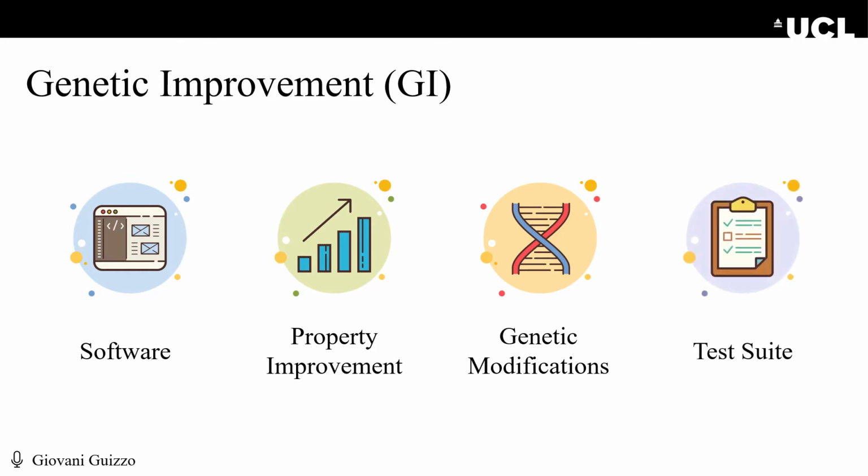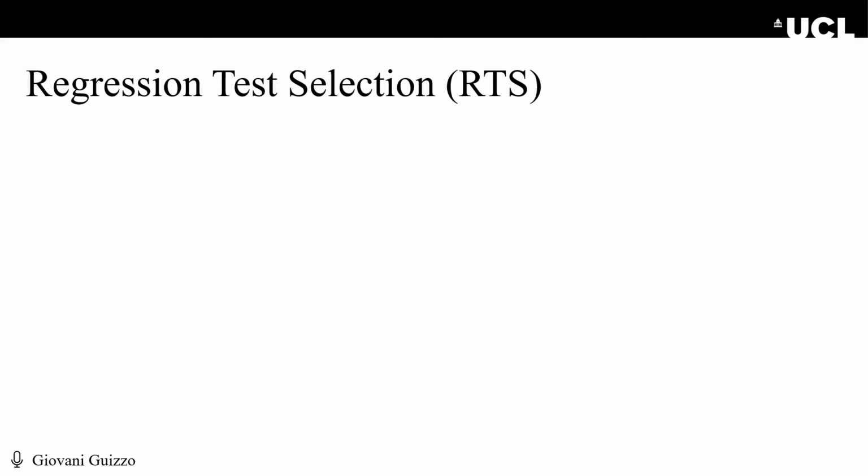GI works over many iterations, generating one software variant at a time. The idea is that the variants will maintain the desired behavior of the software while improving the target property. To check whether it occurs, we use the test suite as an oracle. Hence, each generated variant is tested against the test suite. However, as one can imagine, running each software variant against potentially thousands of test cases incurs a great computational cost.